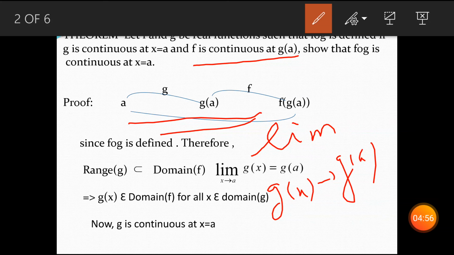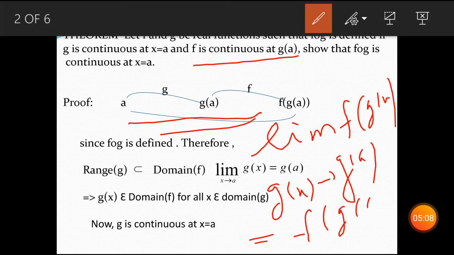Now what is the function? That is f of g(x). In place of g(x) what are we going to write? g(a). So this will become f of g(a). With the help of this we are going to get this result. So remember this, in the next slide we are going to do further steps.